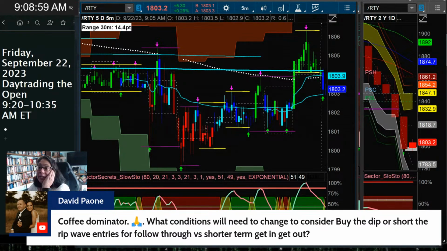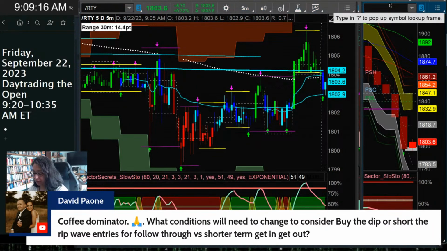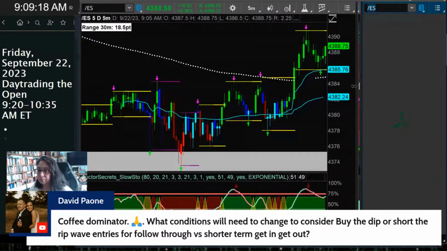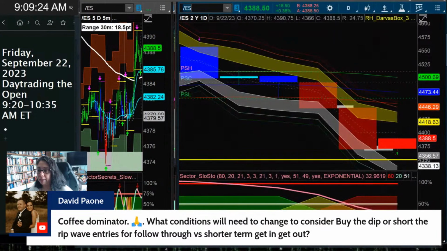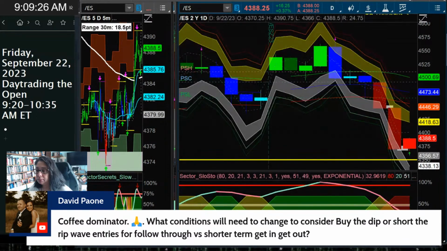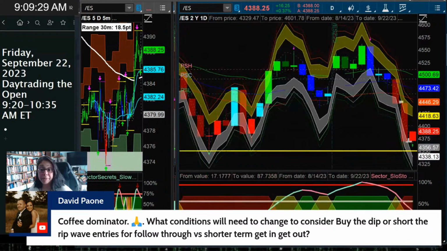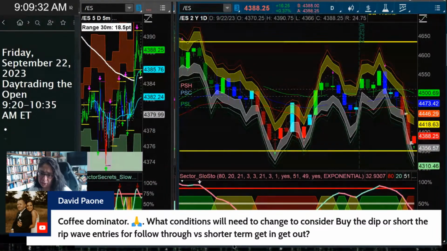All right. What conditions will need to change to consider buy the dip or short the rip wave entries to follow through? So when can we start playing a trend is the question, right? And get follow through. A lot of that's going to be predicated on the underlying structure. So let's just grab the S&P, for example. Here we go. And we'll take a look at the trend, the structure of the S&P. This is the S&P futures. By the way, if you trade the micro, if you trade the SPY, if you trade the SPX, this is the contract to look at initially.